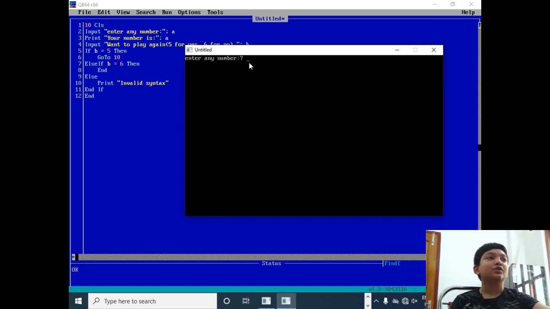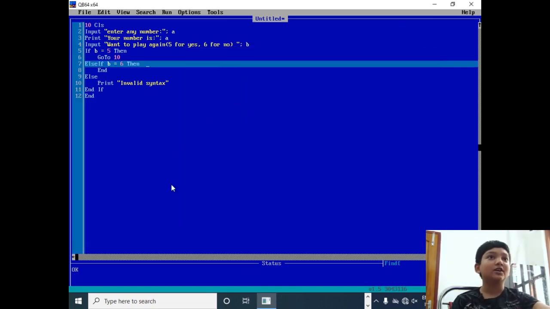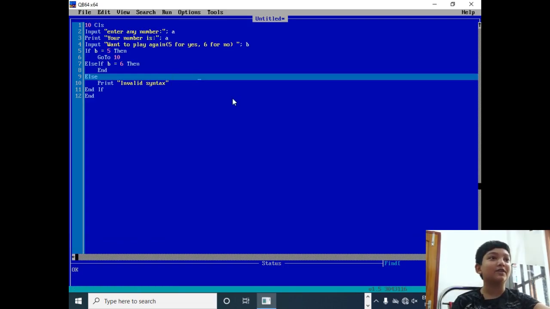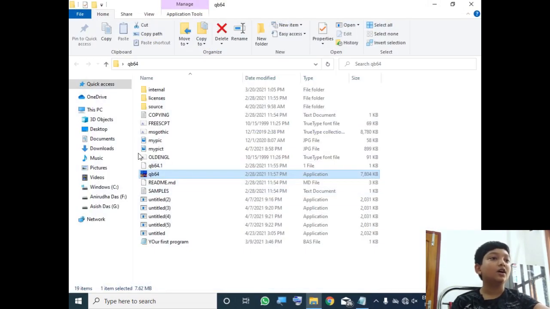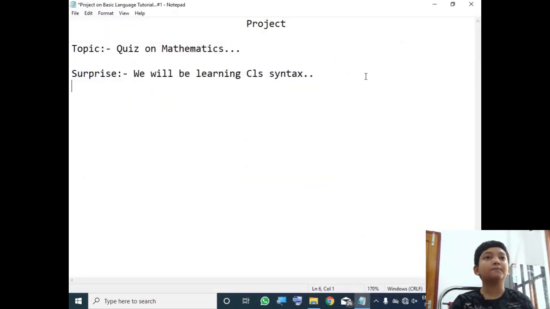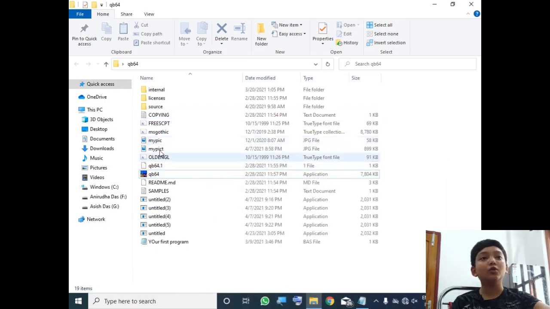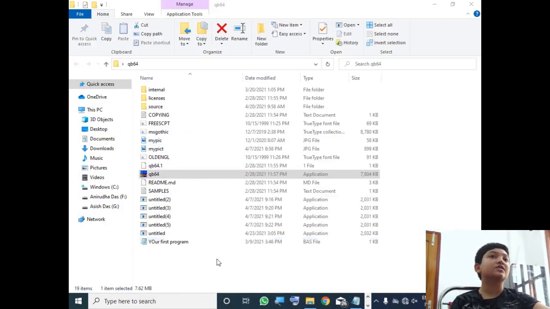Got it? So moving on to our project. This is one sample project we have done. I will not save it. Part of the syntax of our project we will be copying here. Now open a new file in QB64.